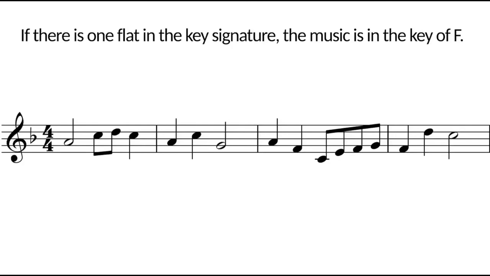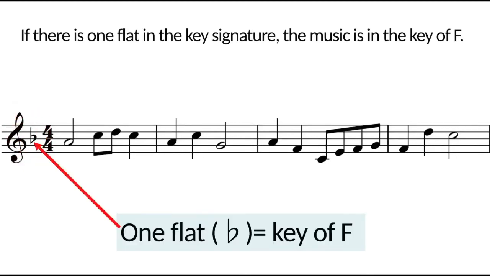There's one flat in the key signature. The music's in the key of F. Here's the flat, key of F. As you know, that would tell us that any B note becomes a B flat. As it happens in this music, there aren't any. But if there were any Bs, they would automatically become B flats because of that key signature.